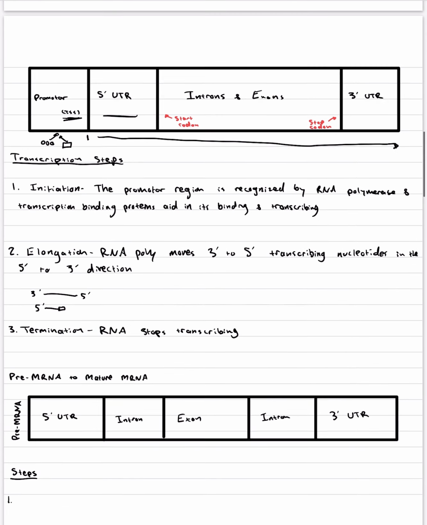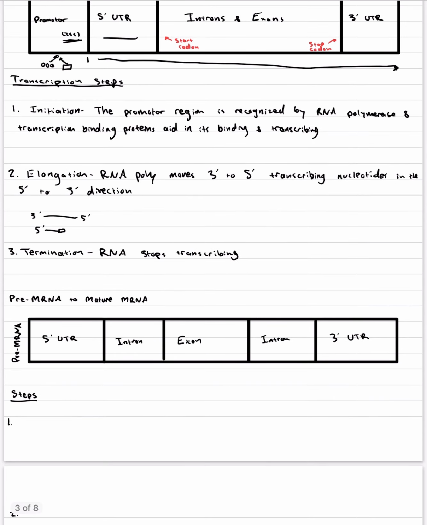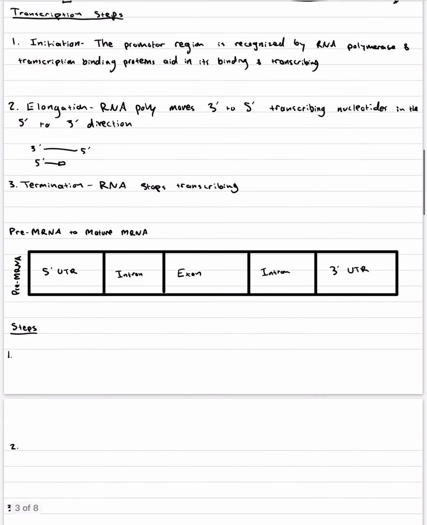Once that has all occurred, we then have a premature mRNA. Now, the steps from going from a premature mRNA or pre-mRNA to mature mRNA are a variety of them. So here's an image of the pre-mRNA. We have the 5' untranslated region, the introns, the exons, and the 3' untranslated region. Now, this pre-mRNA is unable to be exported from the nucleus where it's synthesized into the cytoplasm to where it's going to find a ribosome.